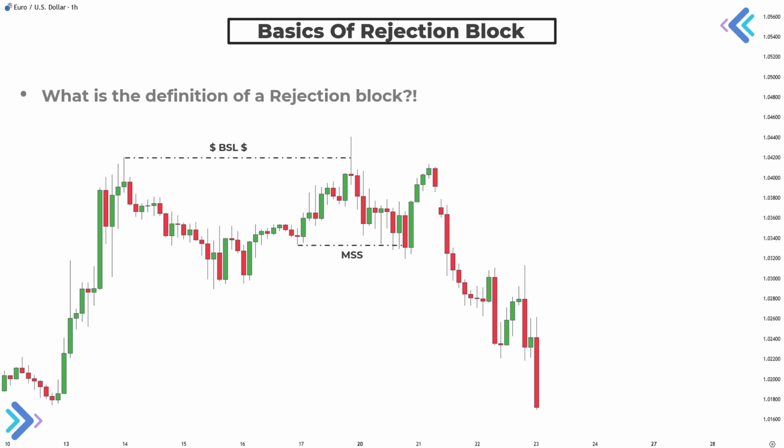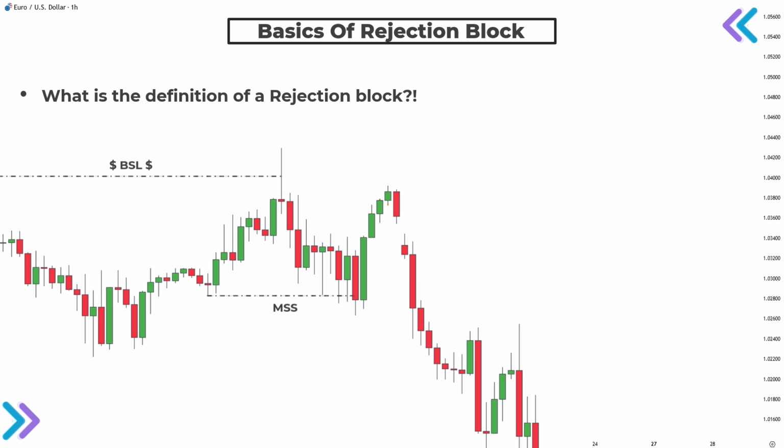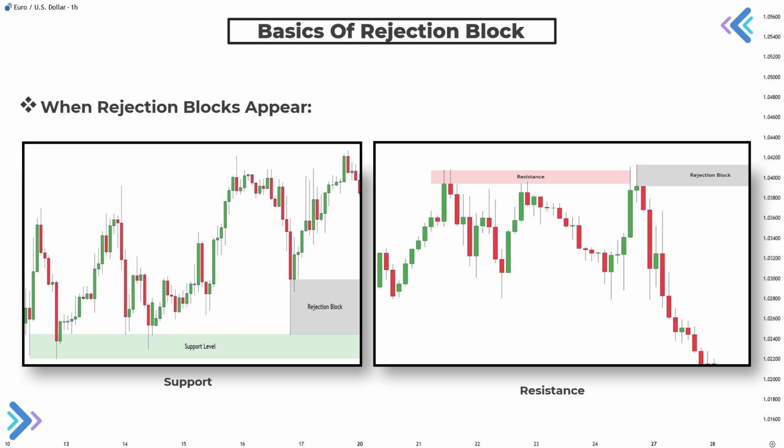Starting with the basics, what is the definition of a rejection block? A rejection block refers to a price level where the market tries to break higher or lower, but gets strongly rejected, leaving behind a wick. It typically forms when smart money steps in to defend a price level and push the price in the opposite direction. A rejection block typically appears when price encounters a key supply, demand area, or support and resistance levels, and fails to break through. However, it gets rejected aggressively and leaves long rejection wicks in price action, indicating an unusual selling or buying pressure in the opposite direction.